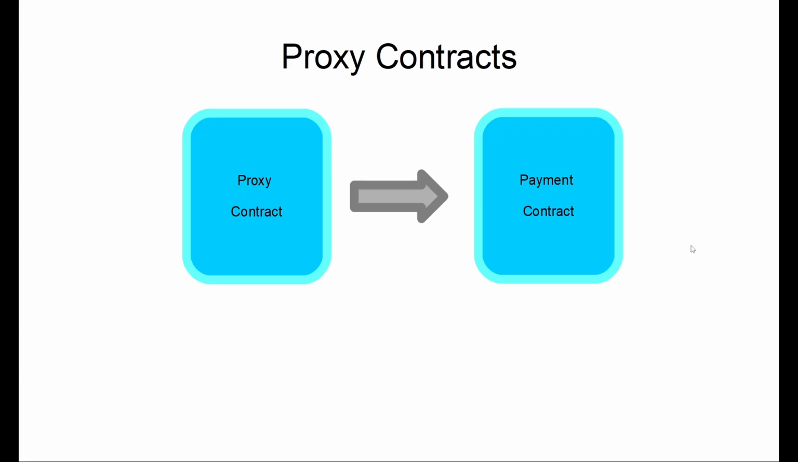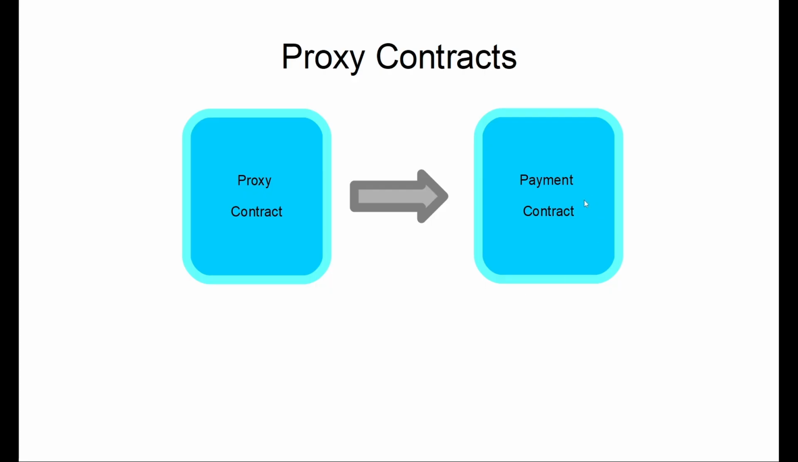The next thing we have are proxy contracts. Proxy contracts are where you create a very simple contract at the start that your DApp will call. And then that proxy contract simply sends the information to your payment contract. So you just put in here, call this address, and this is the address of the payment contract. So the proxy contract gets called, the proxy contract calls the payment contract, and then you get paid.